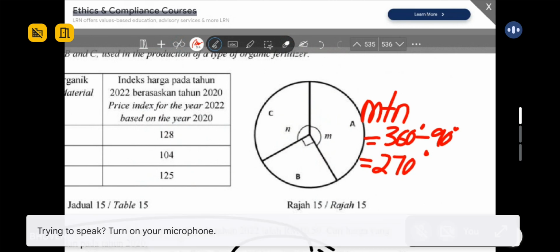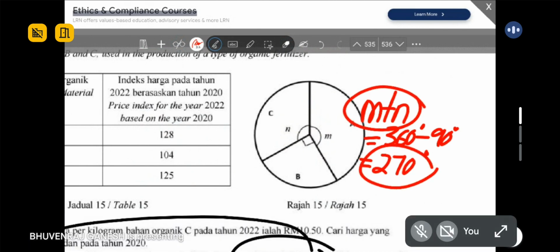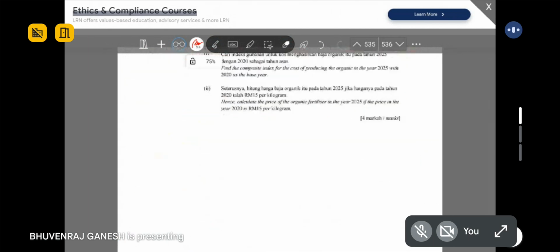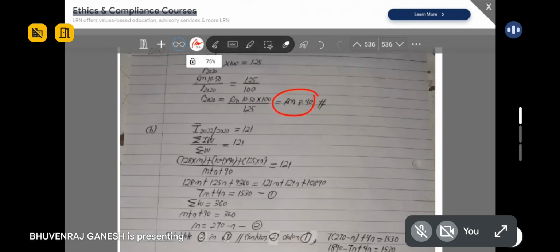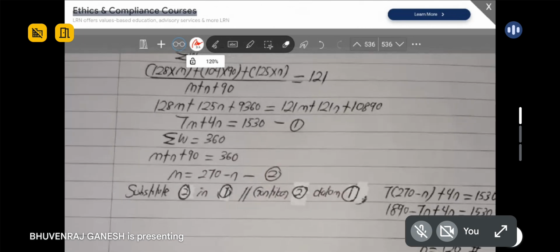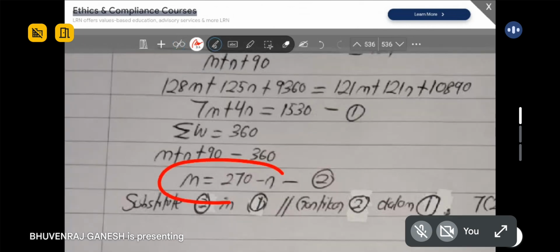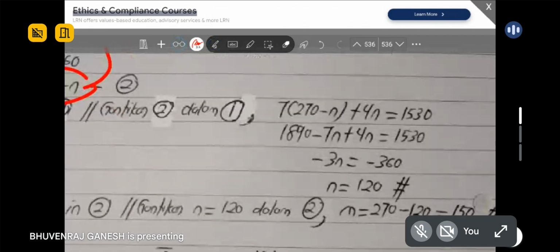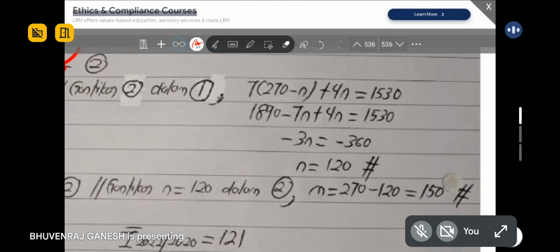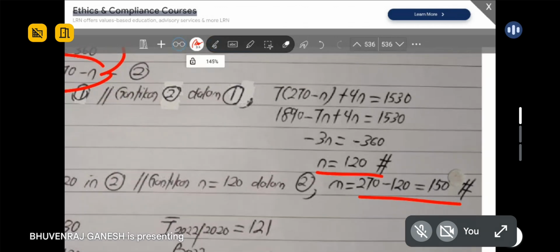M plus N plus 90 is 360. So you have another equation. M plus N is 270. So what do you do? Substitution or elimination. Okay, so you can see over here, two equations, you can substitute this inside the M. Gantikan. Then you solve for N. When you get the N, substitute back, solve for M. Done. Simple or not, guys?